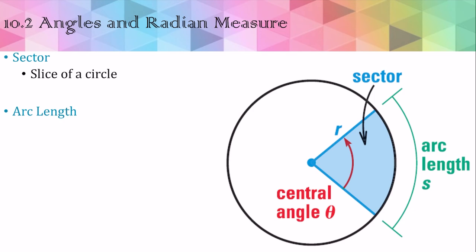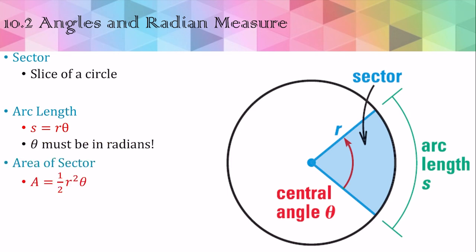And if I use radians, it's really easy. Arc length is the radius times the angle. But the angle has to be in radians. The area of the sector is 1/2 the radius squared times the angle. But again, the angle must be in radians. These are much simpler formulas than we had in geometry.